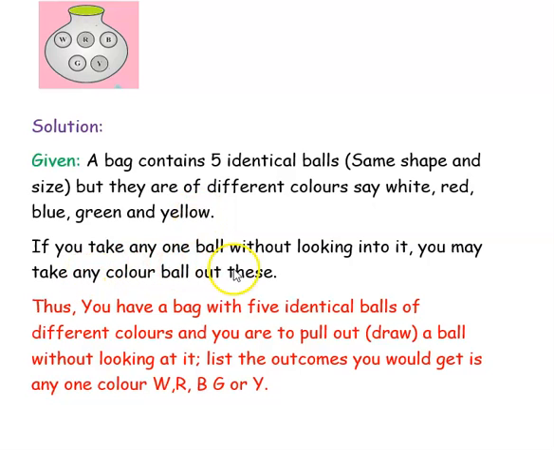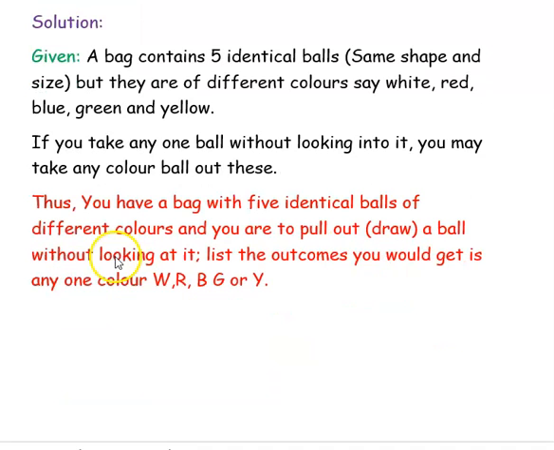If you take any one ball without looking into it, you may take any color ball out of these 5 colors. So thus you have a bag with 5 identical balls of different colors, and if you were to draw a ball without looking into it, the possible outcomes that you would get is any one color out of these: W, R, B, G or Y.